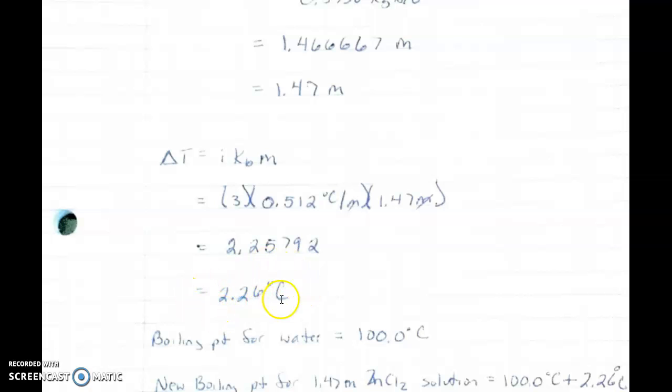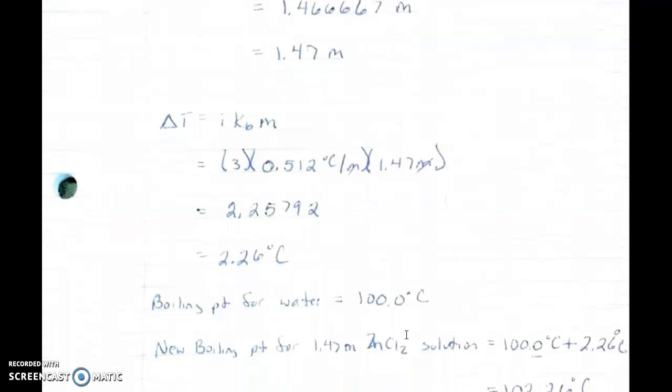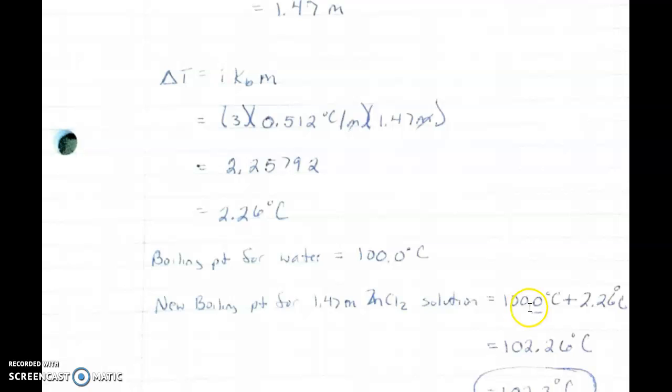This simply means that the new boiling temperature for this solution of zinc chloride when dissolved in water is going to be 2.26 degrees higher than the original boiling point for water. So the boiling point for water is 100.0 degrees Celsius. In order to find the new boiling point for this zinc chloride solution, we have to add 100.0 degrees Celsius plus 2.26 degrees Celsius. And that will give us an answer of 102.26 degrees Celsius.